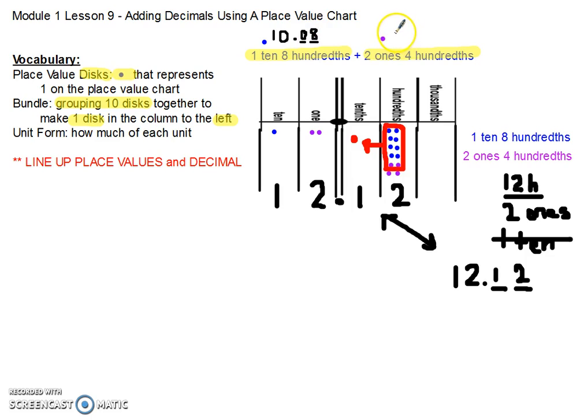Then over here, 2 ones and 4 hundredths, I have 2 ones. I have my decimal, and I know hundredths is 2 place values after my decimal. And then I fill in my number 4 in the hundredths.